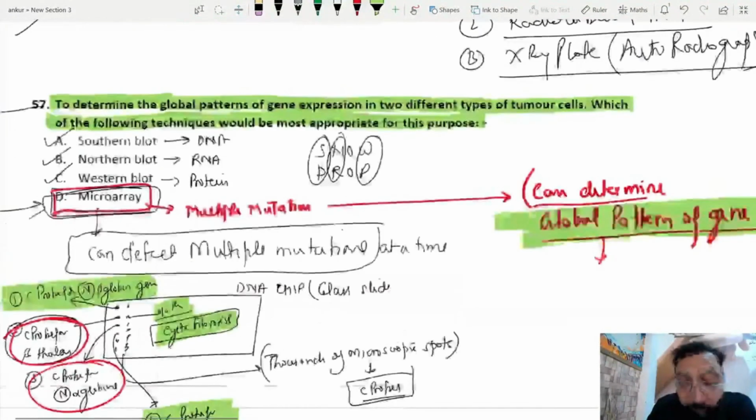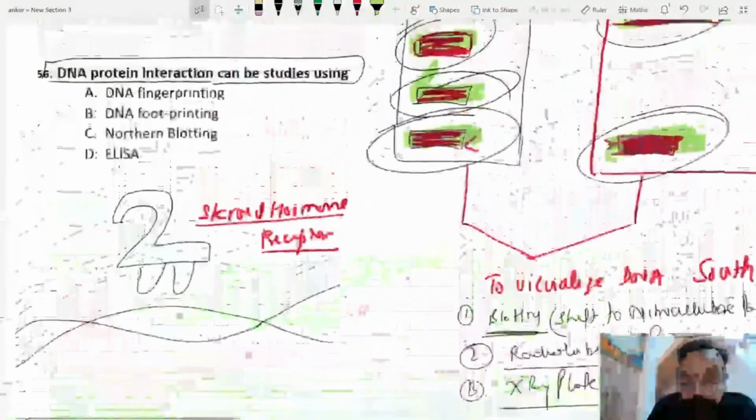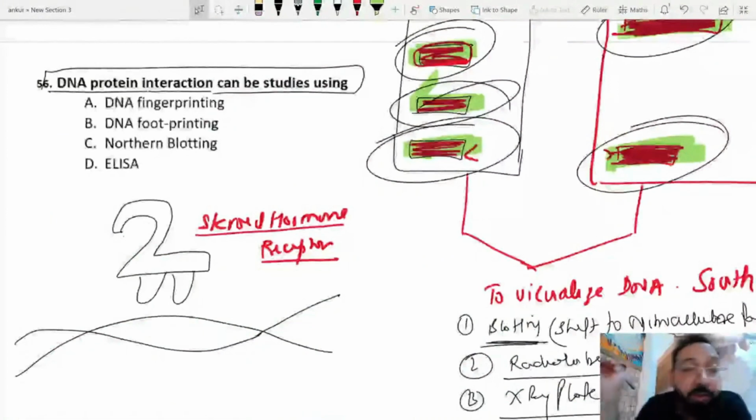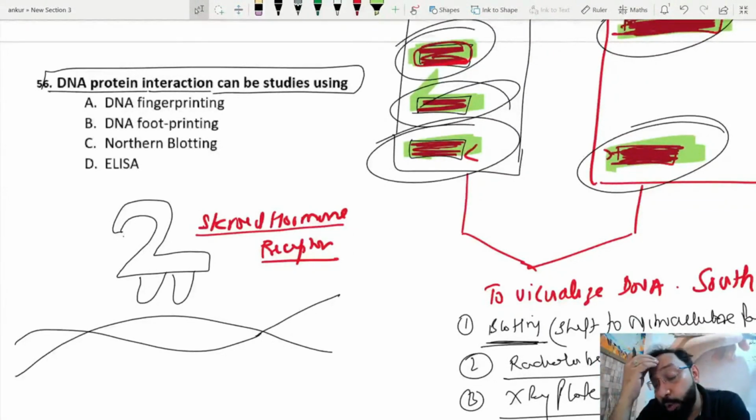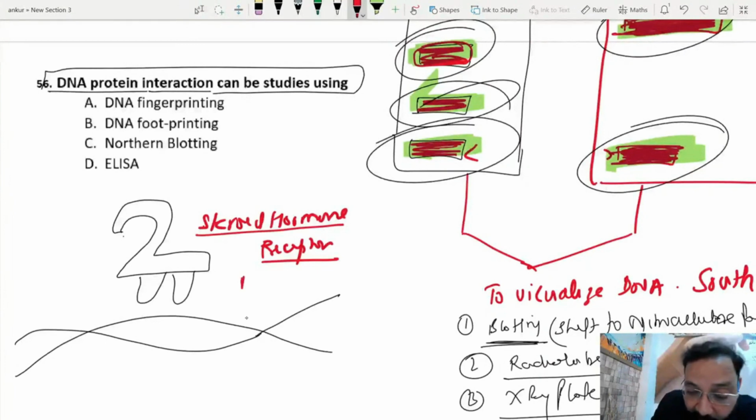Suppose a protein came to DNA and wants to bind to DNA. DNA will ask, what do you have? Yes, what do you have? The protein will say, I have a motif. Motif means motif. Only those proteins can bind to DNA which have a motif.